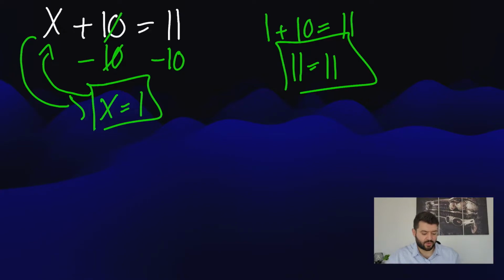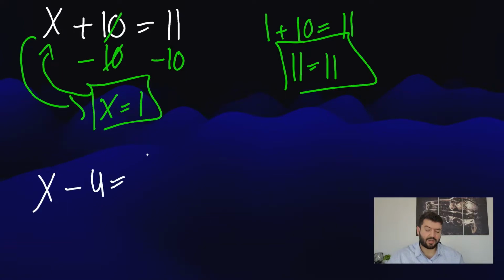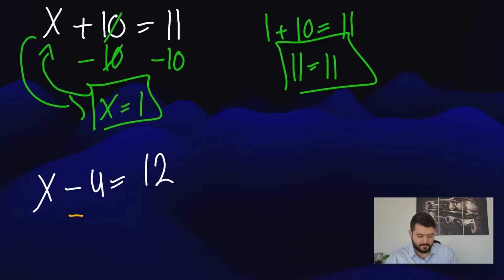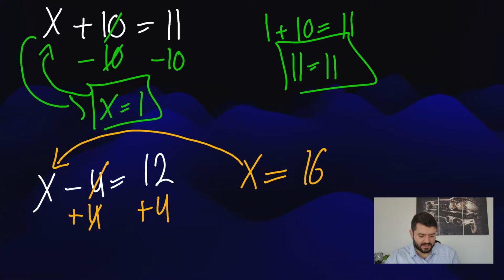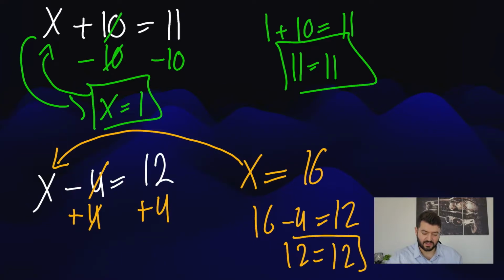And the same applies when you are doing the subtraction. Let's say I have x minus 4 equals to 12. How can I get rid of the minus? I'm going to do the opposite. I'm going to add. So I'm going to say plus 4, plus 4, cancel each other out. X equals to 16. Take the 16, put it back into the equation. I'll end up having 16 minus 4 equals to 12. So 12 equals to 12. Again, my answer is correct.